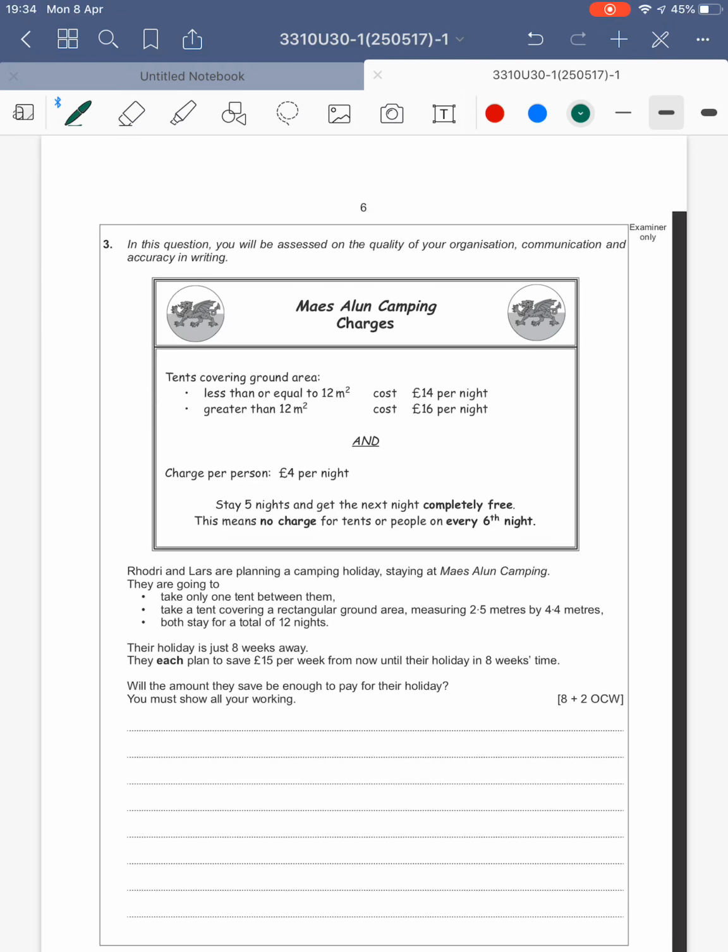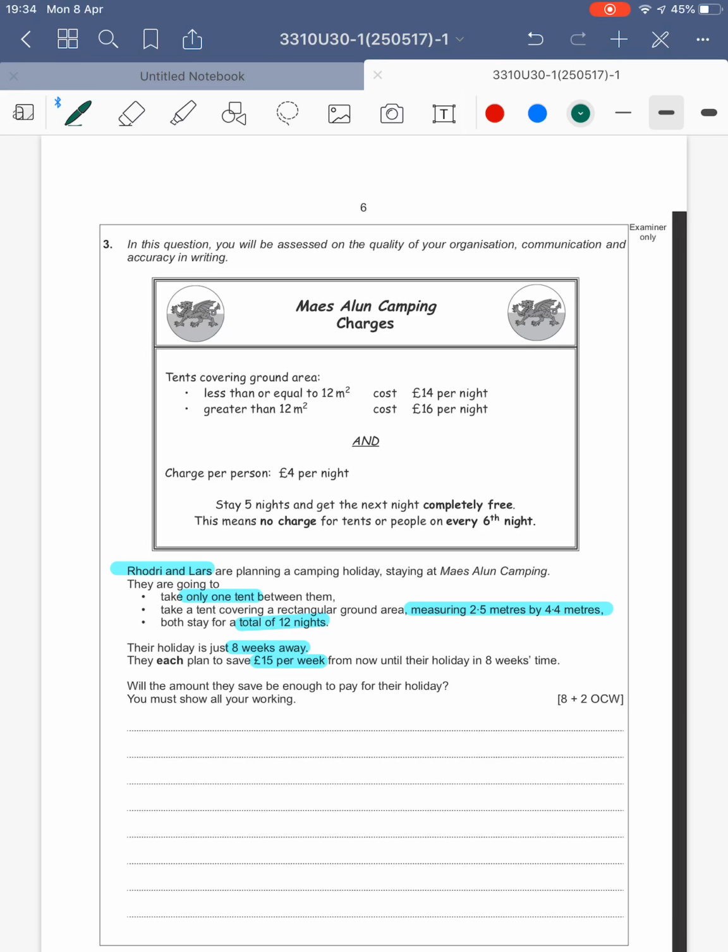Okay, question 3, you're given some information about a campsite, and you're told that Rodri and Lars are going to stay at this campsite. They're taking 1 tent. The area of the tent measures 2.5 by 4.4 meters, and they're going to stay for a total of 12 nights. Their holiday is 8 weeks away, and they each plan to save £15 per week. And you've got to figure out whether they'll have enough money to pay for the holiday.